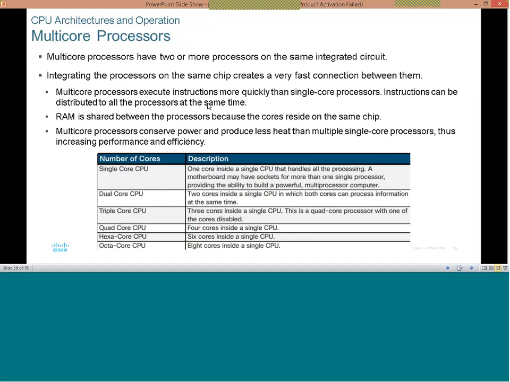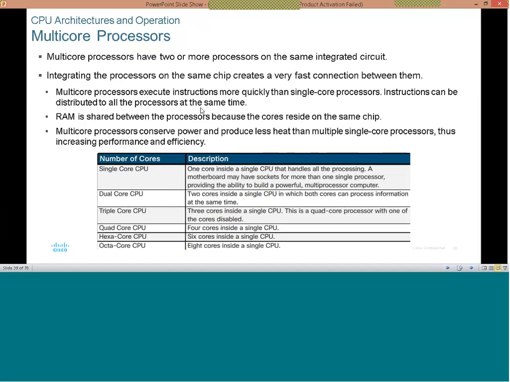So RAM is shared between the processors because the cores reside on the same chip. So whatever RAM you have, it is shared. If you have 16 gig RAM, it has to be shared across the multiple-core processor. Multiple-core processors conserve power and produce less heat. They are multiple single-core processors, thus increasing performance and efficiency.